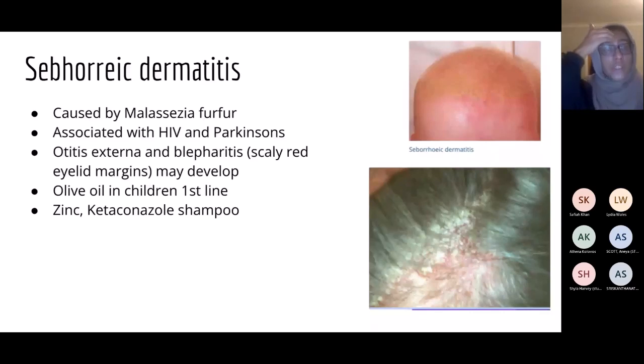In children, you want to give olive oil. In adults, you can consider over-the-counter preparations, things like Head and Shoulders, Neutrogena T/Gel, which has tar in it, which is meant to be helpful. And if that doesn't work, you can consider prescription treatments like topical antifungals, things like ketoconazole shampoo. That can also be quite useful.